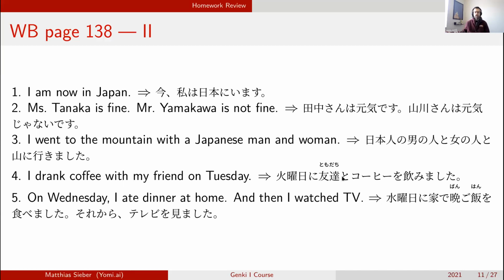火曜日に友達とコーヒーを飲みました。We haven't really learned tomodachi in kanji yet. That's why there's the furigana on top of it. 5番、水曜日に、what was it? うちで晩ご飯を食べました。それからテレビを見ました。Right? There's a couple of ways to say and then, right? それから、そして、those are all okay.